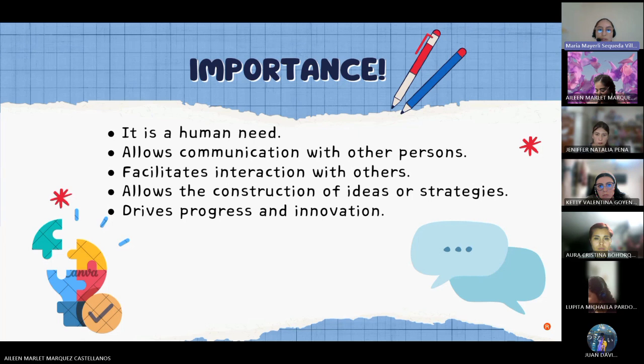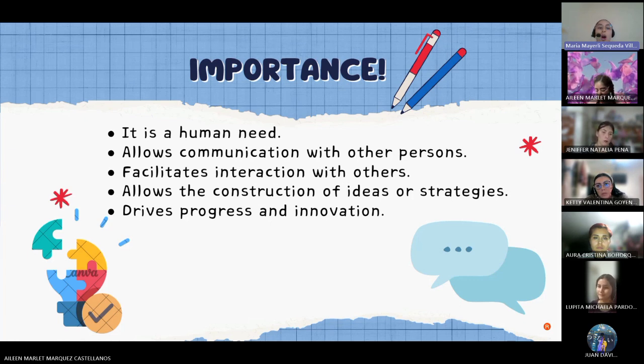Okay, now talking about the importance, because speaking and communication with other people is important. The first reason is because it is a human need. Speaking is a need for all persons. The second is communication or connection with other peers. The third is that it facilitates interaction with others. When I speak with another person, I generate interaction with this person.